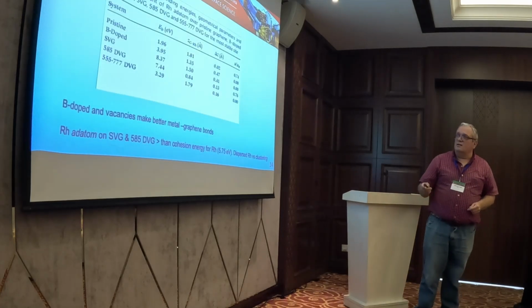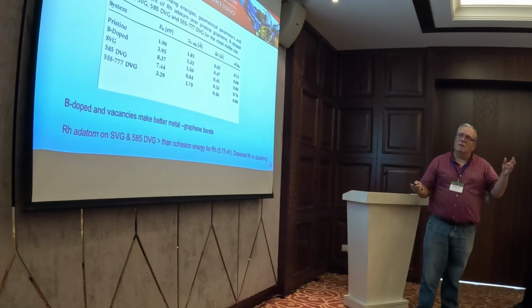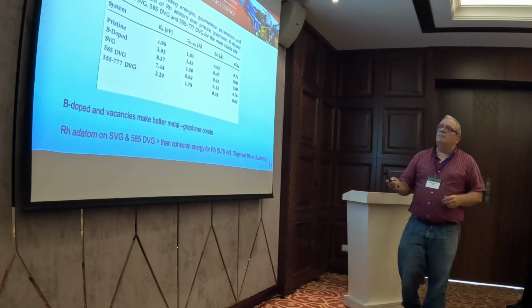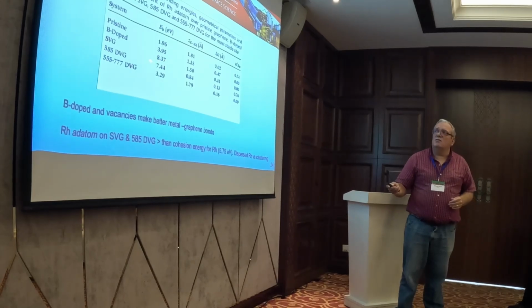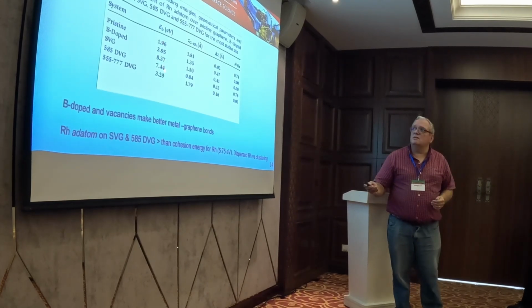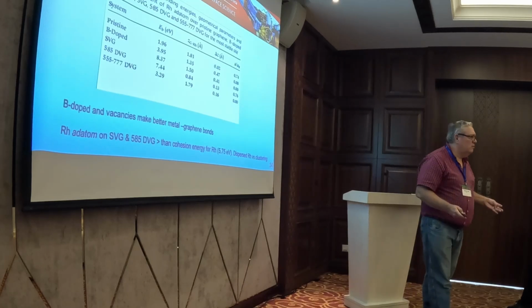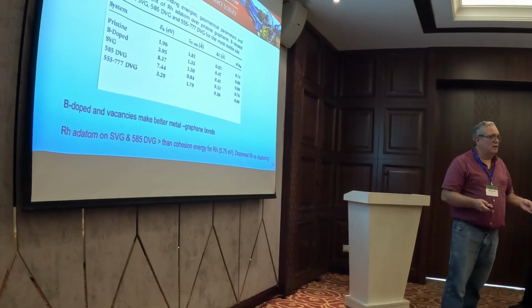Let's see these numbers. This here is almost about 2 on a pristine graphene, but if you have defects, see this one, a single vacancy, you are getting 8. So the binding energy is multiplied by 4, which is helping you.